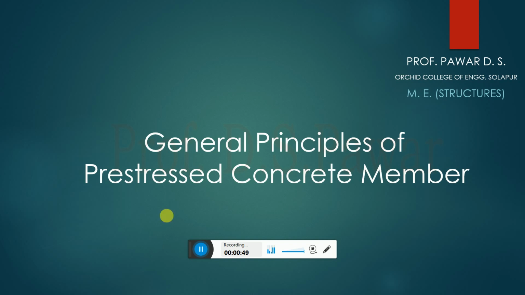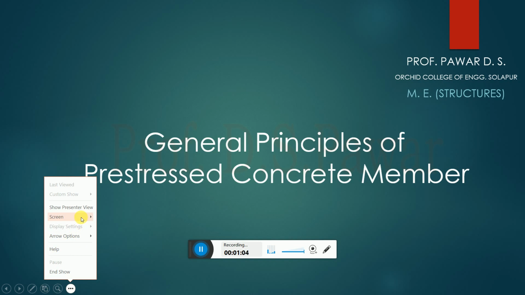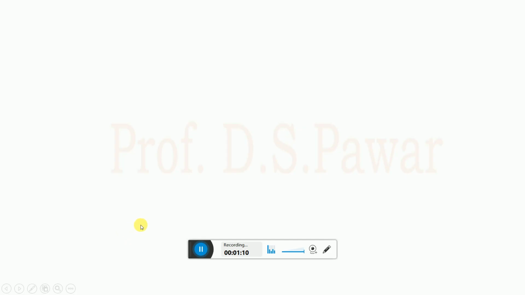Before starting pre-stressed concrete member, we are going to revise what we have seen in RCC. I am going to ask a few questions to you people, and just think over it, and why there is a need of pre-stressed concrete, that we are going to see. So see, when we started the limit state method, we considered one beam.